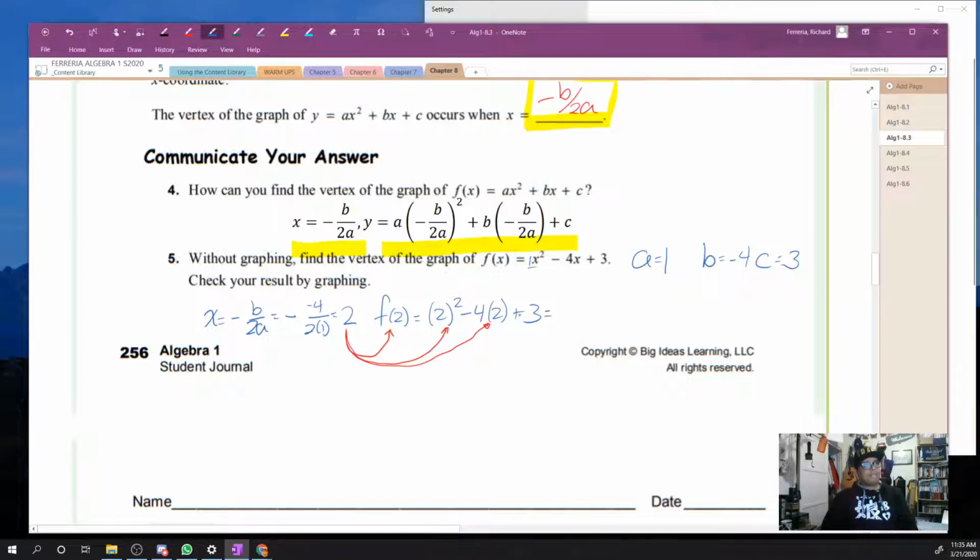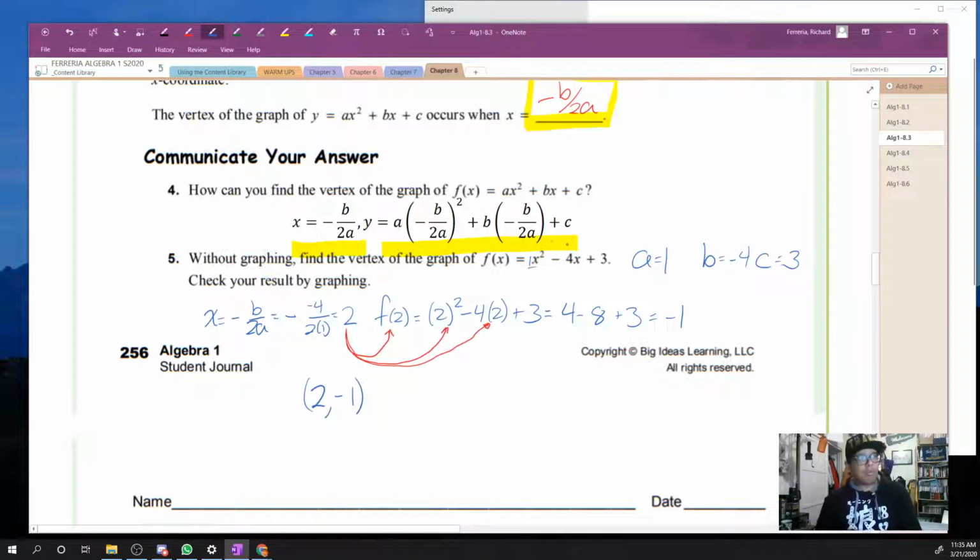Okay, let's see, 2 times 2 is 4. 4 times 2 is 8. Plus 3. 4 minus 8, that's negative 4. Negative 4 plus 3, negative 1. Now the y-coordinate is negative 1, so the vertex is 2, negative 1.